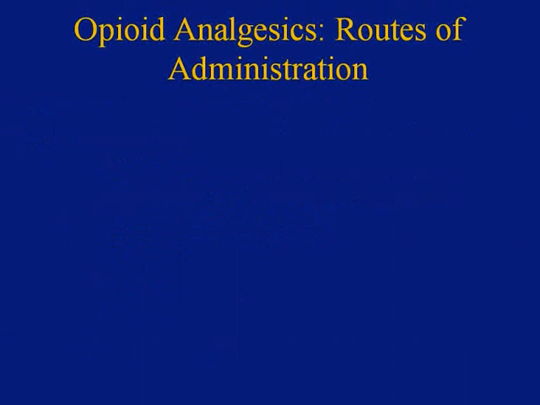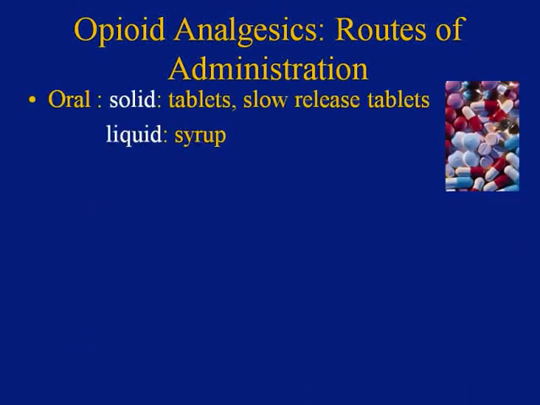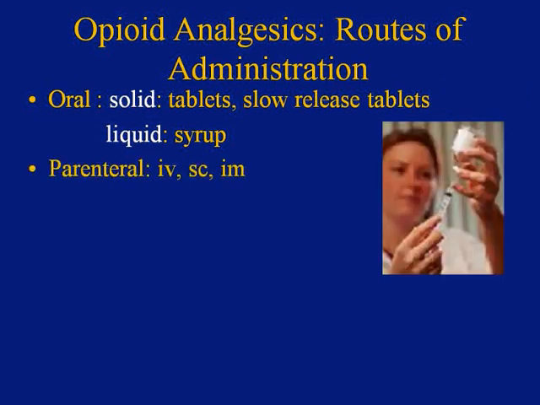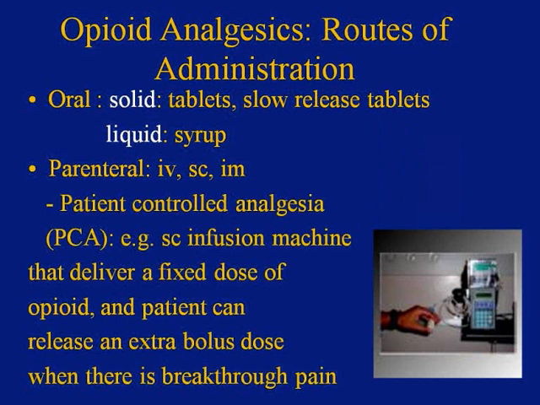Right, now we're going to consider the different routes of administration. If you talk about the oral routes, there are tablets and liquid, and if it's parenteral, it can be given IV, subcutaneous, or intramuscular. There's also a type of administration called patient-controlled analgesia, where the patient is hooked up to a subcutaneous infusion machine, and if the patient feels pain, he can just click and receive an extra bolus of the drug whenever there is breakthrough pain.